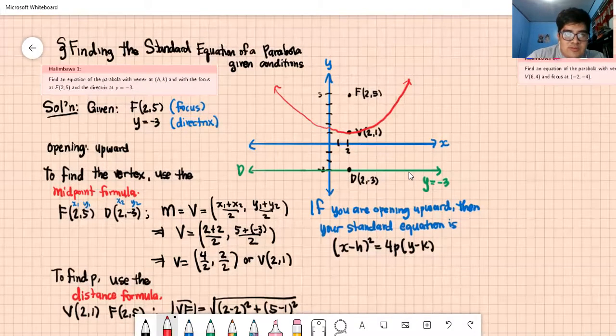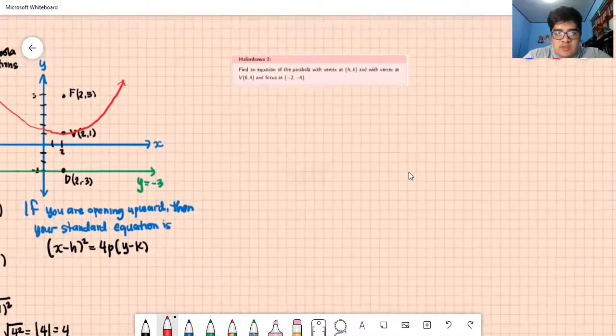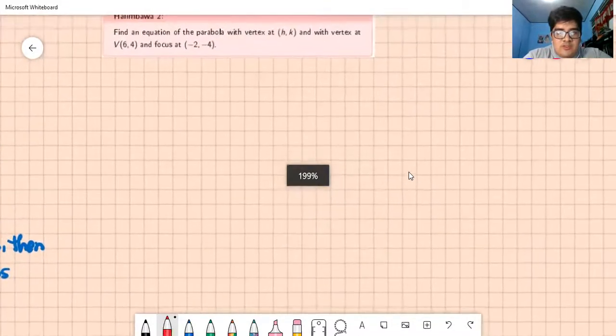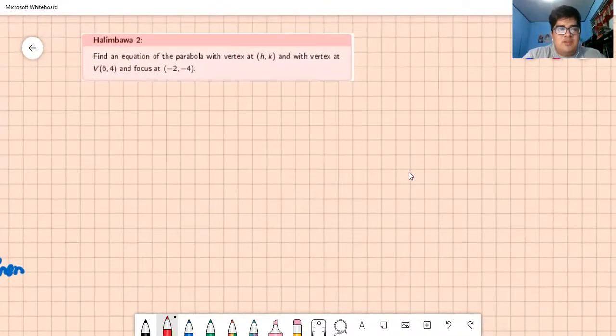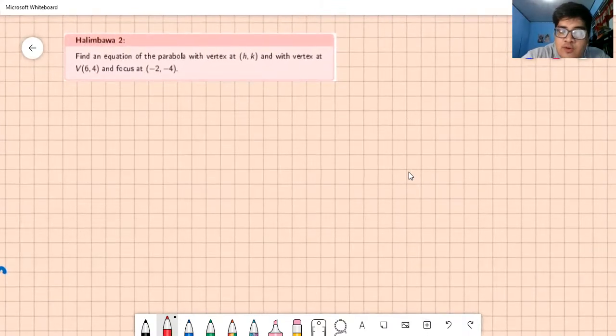So this is the equation of parabola given conditions. Ngayon, let's have example number 2 and let's zoom in a little bit. Okay, that's perfect guys. Ngayon, halimbawa 2, try it with me. Find an equation of a parabola with vertex at 6, 4 and focus at -2, -4. Ngayon, what's missing is the directrix.